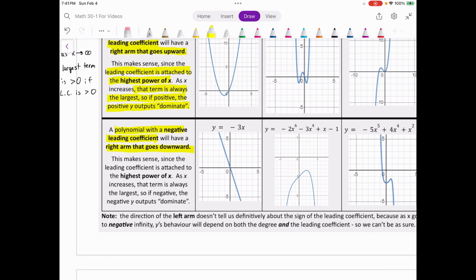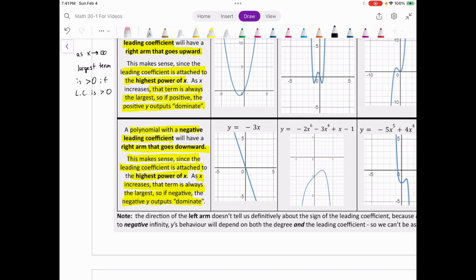So, same exact logic, okay, but now if it's attached to a negative leading coefficient, as x increases, that leading term is the largest. So if it's a negative term, that will dominate the overall behavior of the function, right? So as x goes to positive infinity, the largest term, which dominates the behavior once x gets larger and larger, is negative if the leading coefficient is negative.